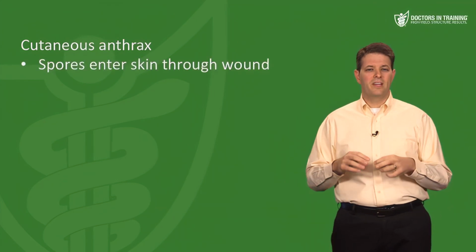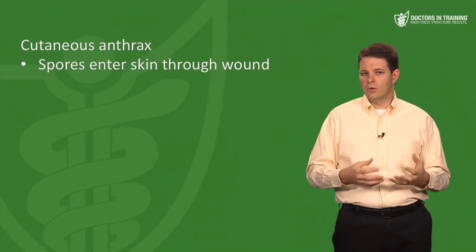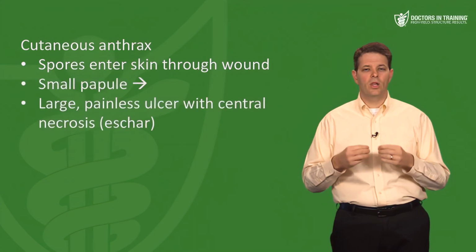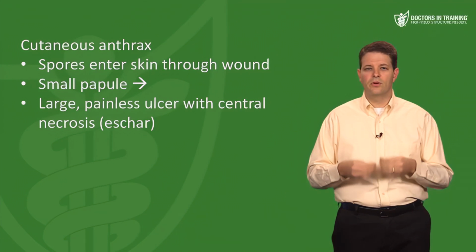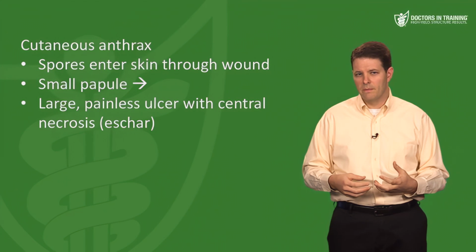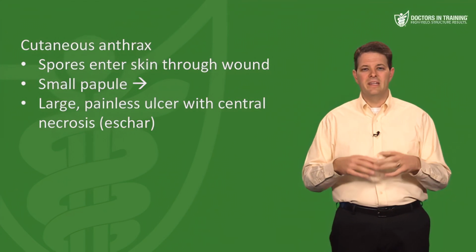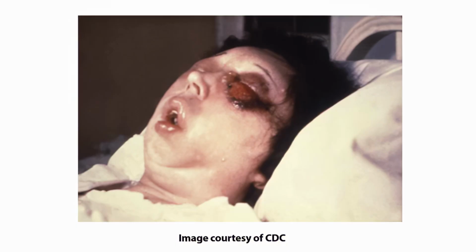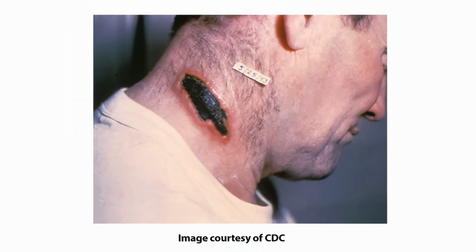This occurs when spores get under the skin, usually through a small skin wound. So a small papule appears first, and then that transforms into a large, painless ulcer with central necrosis, seen as a large, depressed, black eschar. There's often a significant area of edema and erythema surrounding this ulcer due to toxin production. So this is a woman with Bacillus anthracis infection of the soft tissue around the eye, showing all that soft tissue edema that occurs with this disease. And this is an example of that large necrotic ulcer with a black eschar.